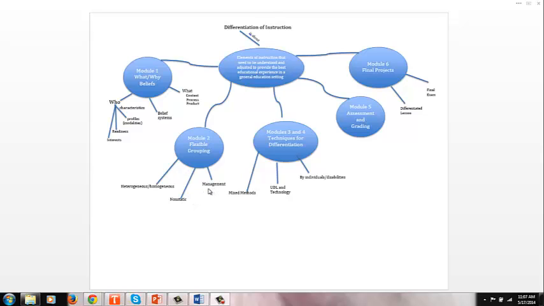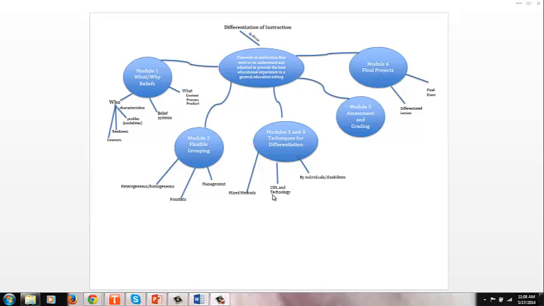The third aspect of grouping is how to manage it, how to manage that in the classroom. So there are certain techniques that we'll talk about to facilitate how to move students from one group to another, or from a larger classroom situation to breaking up into small groups. Then we have modules 3 and 4 that have to do with specific techniques for differentiation. And there are a variety of different mixed methods that we can talk about using, and we will.